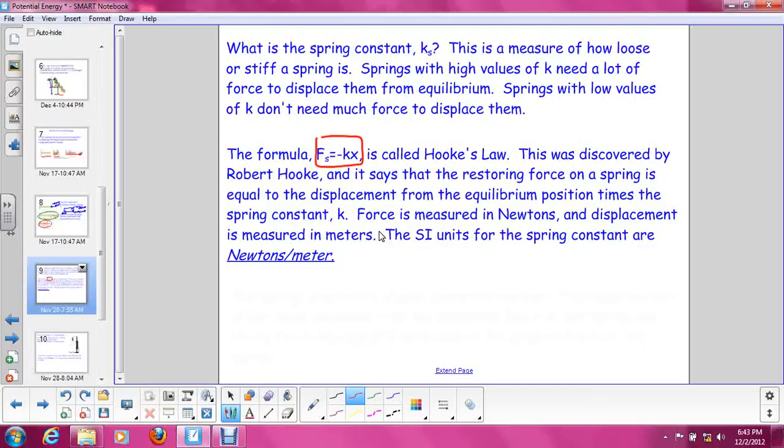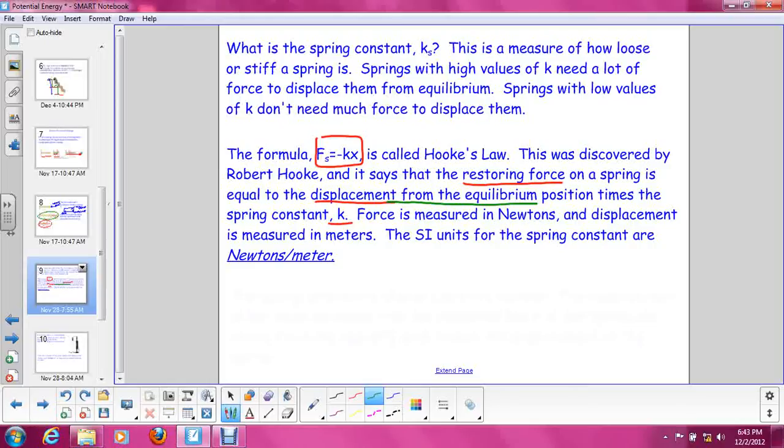It's called Hooke's law, and you all did a lab on it last week, at least the students in my class did. This was discovered by Robert Hooke, and it says that the restoring force on a spring, the force to bring it back to its happy place, is equal to the displacement from equilibrium times the spring constant. And this is an important point: displacement from the equilibrium, from its happy place. We don't measure displacement from the end of the spring, where it's touching the table or the wall or whatever. We measure how far it gets stretched from its natural resting spot.